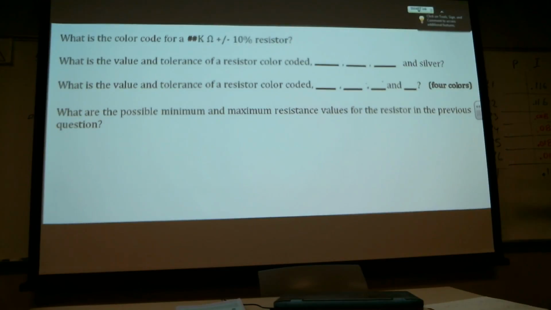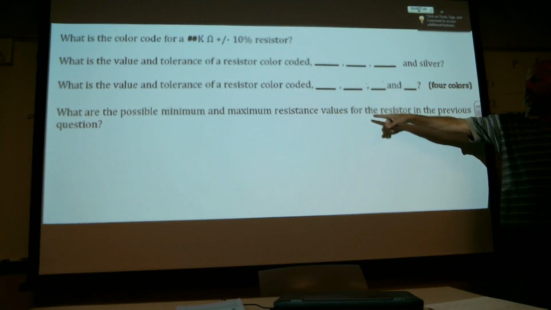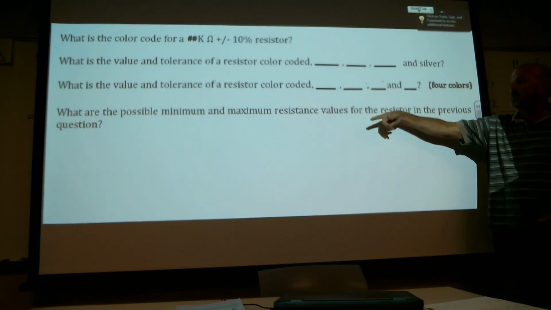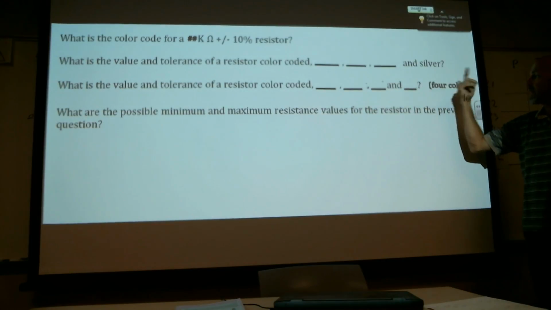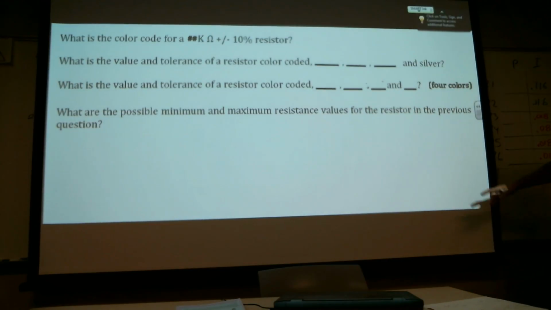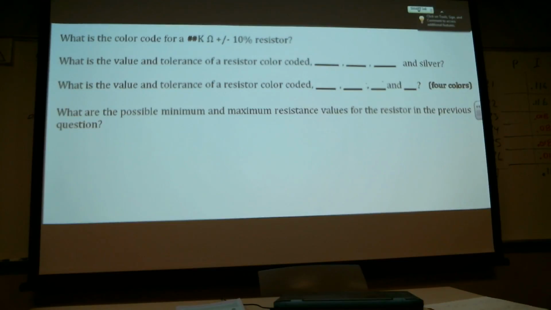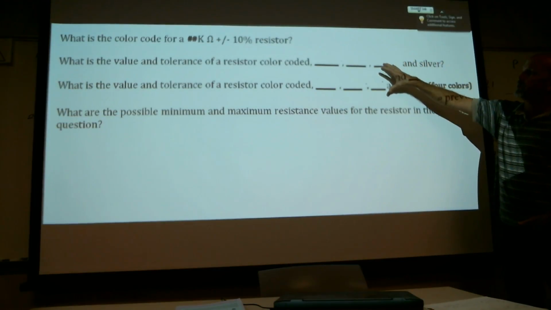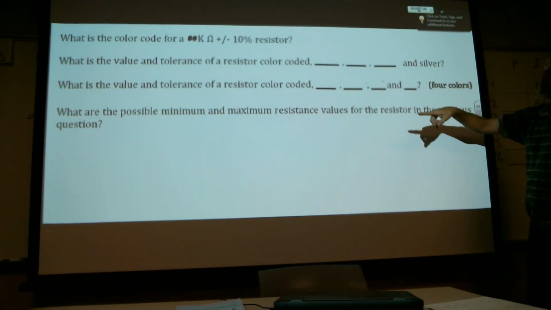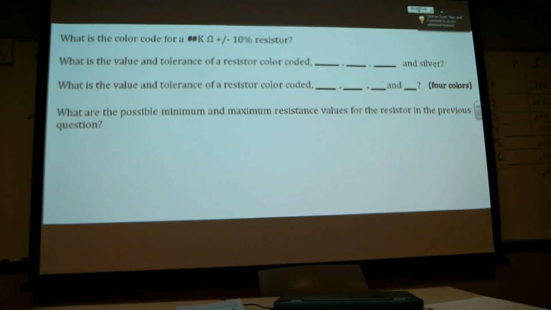And there it is. What are the possible minimum and maximum resistance values? That would also be where you add and subtract the percentage for the previous question. So you're going to get one of those. So you're going to get two where you have to convert one resistor into colors and then get two colors and convert those back into numbers, and then give me a range on the last one.